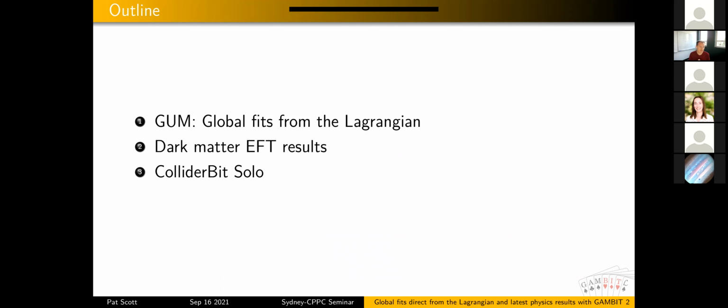So this is the basic outline of the rest of the talk. So first I'll tell you about the new stuff that allows you to go directly from the Lagrangian. This is what we call GUM, or the GAMBIT Universal Model Machine. Then I'll talk about the dark matter EFT results, and then I'll, depending on how time is going, say something very briefly about this thing called ColliderBit Solo.